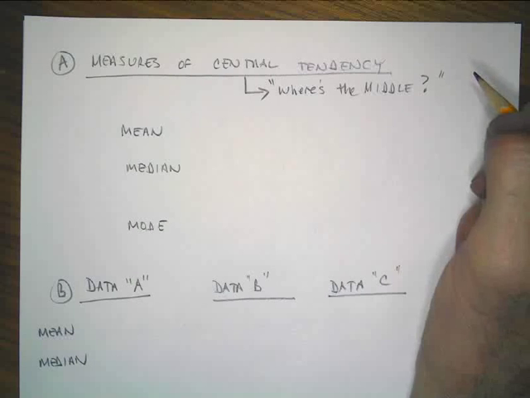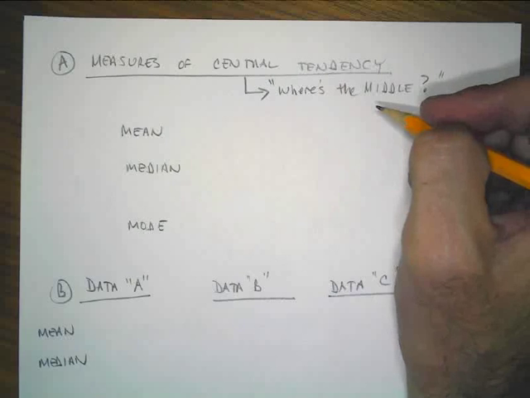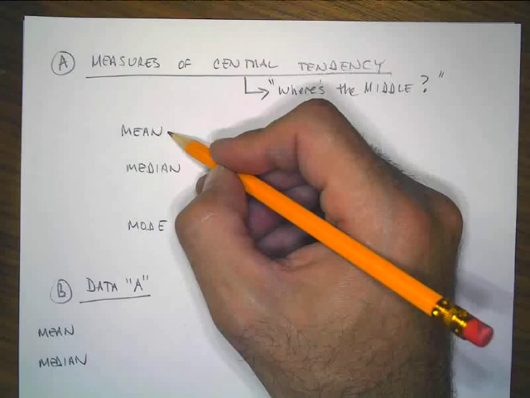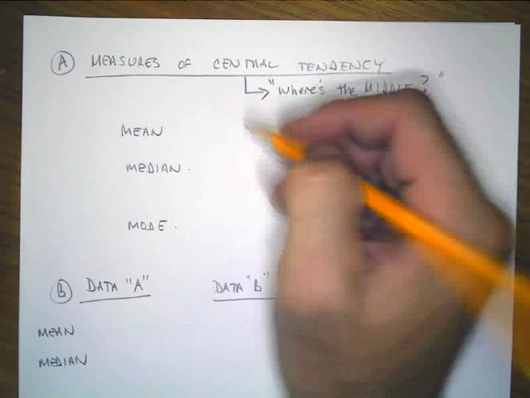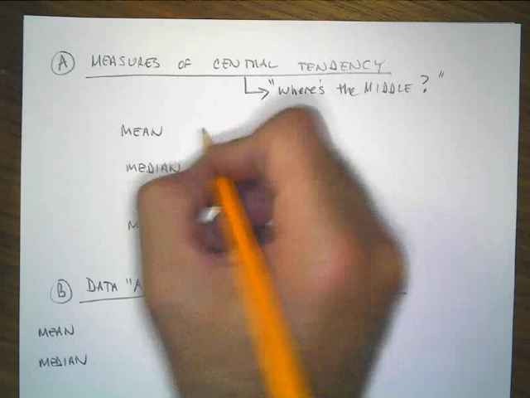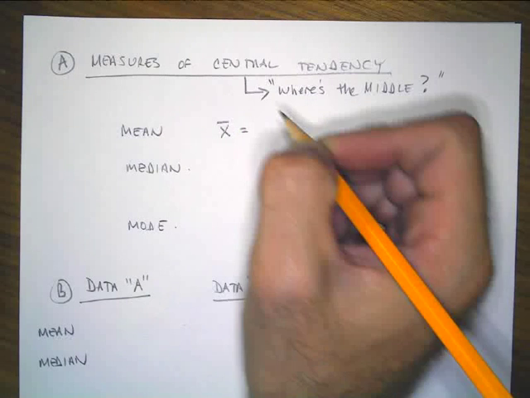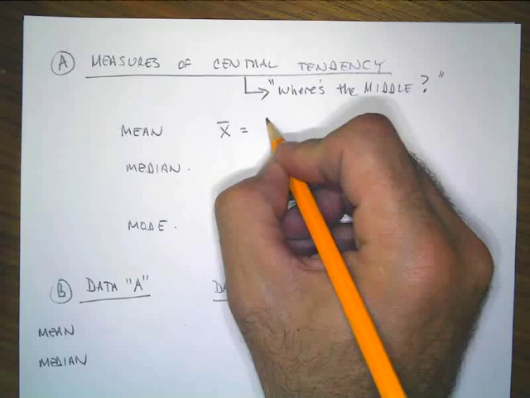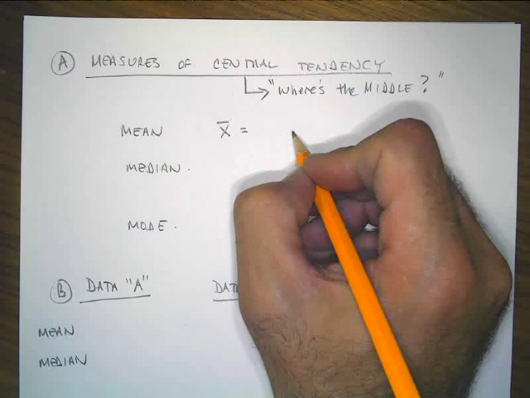Well, I am positively certain that you have studied this before, and you know that there are three ways to find the middle of a data set. The first way is the mean, and then there's the median, and thirdly, there's the mode. Now, let's talk about the mean. In more advanced mathematics, we represent the mean using x bar. And we know that in order to get the mean, you add up all the data values and you divide by however many data values there are.